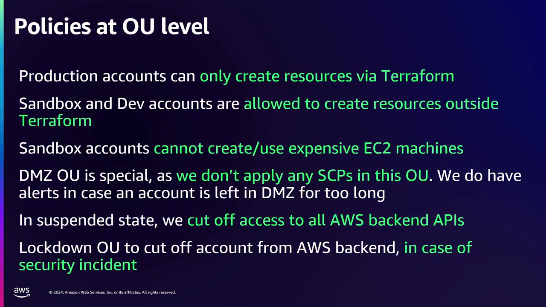So at every OU level, we have multiple static policies. These are some of the examples of our static policies. Under production, like I said before, we only allow resources to be created via Terraform. This helps us be secure by default because we have a lot of Terraform recipes. If a user wants to deploy an S3 bucket, they have to use our S3 module. That's how they deploy their S3 bucket, and we can be confident that they'll always be secure by default.